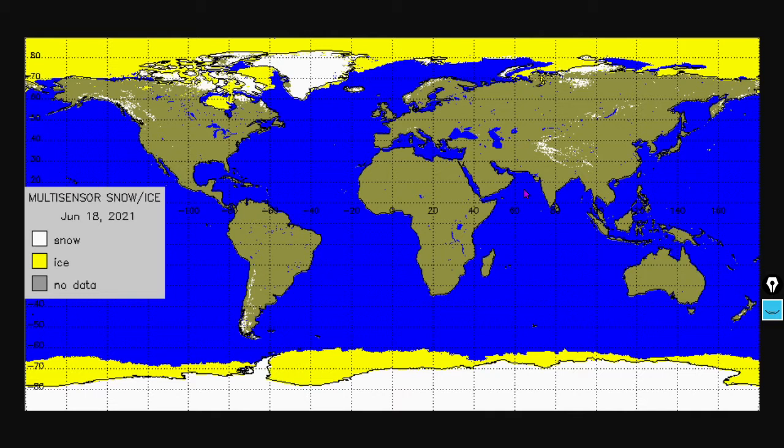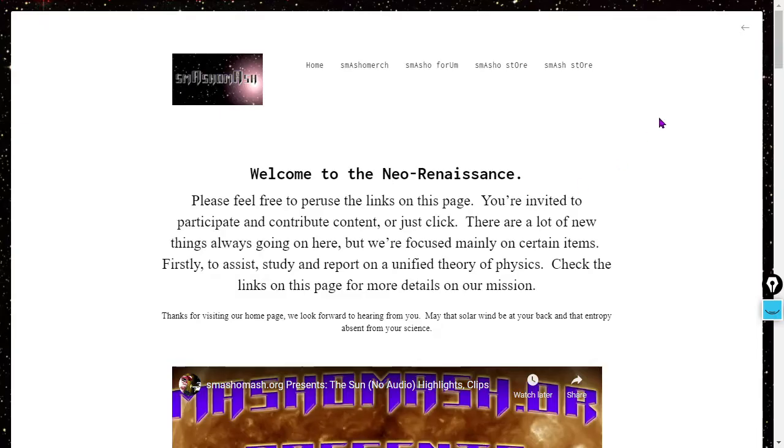The first day of summer is tomorrow, June 21st. This data is from June 18th, so maybe all of the ice has melted, and maybe it's very, very scary and spooky, and maybe, oh noes, sea levels are going to suddenly rise.